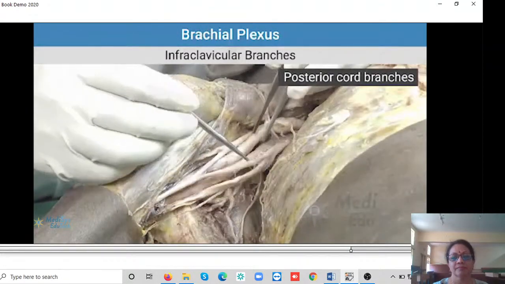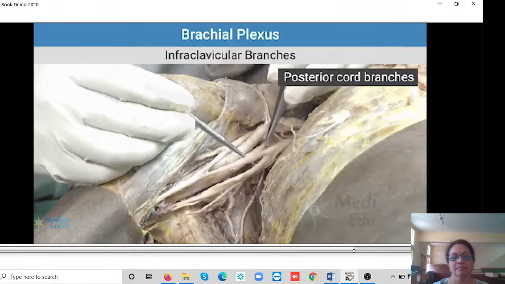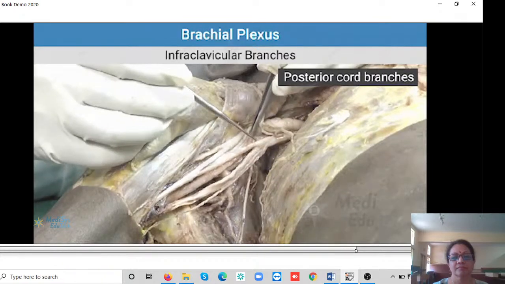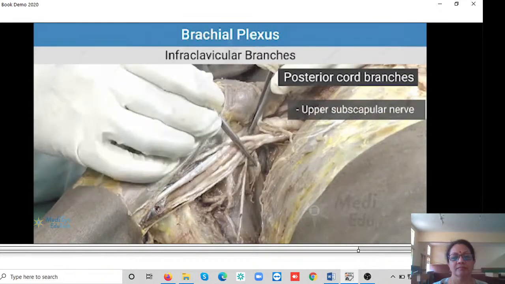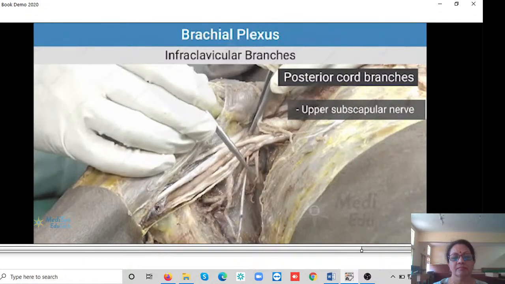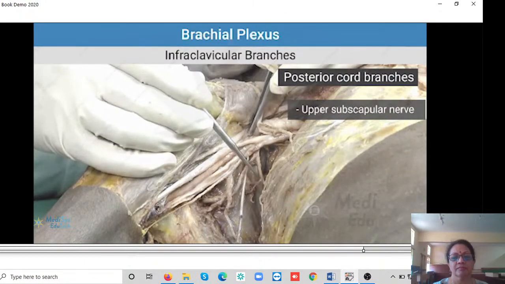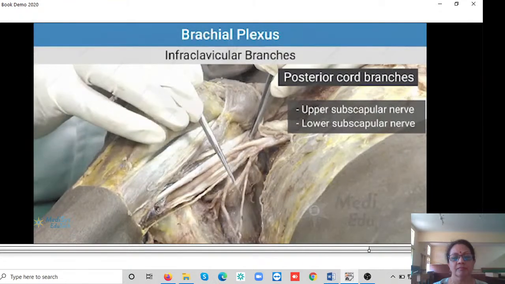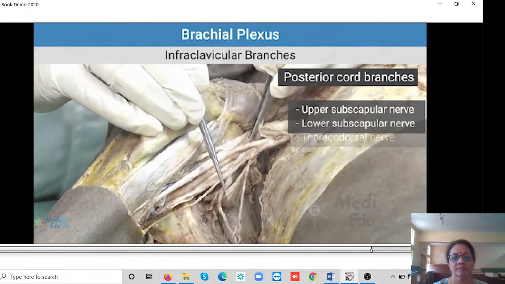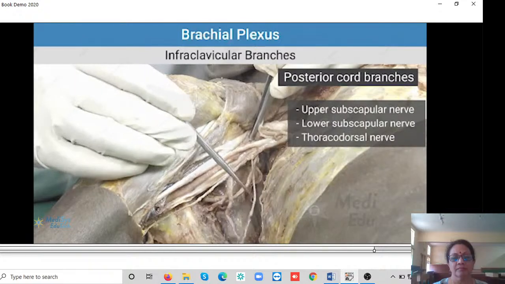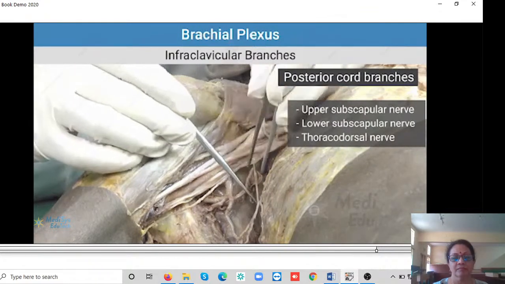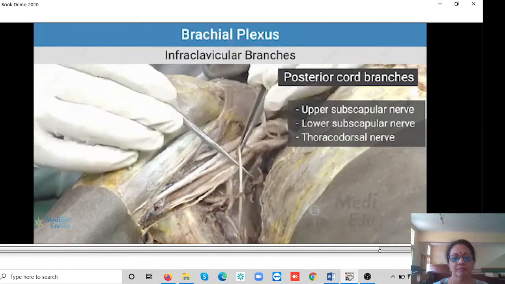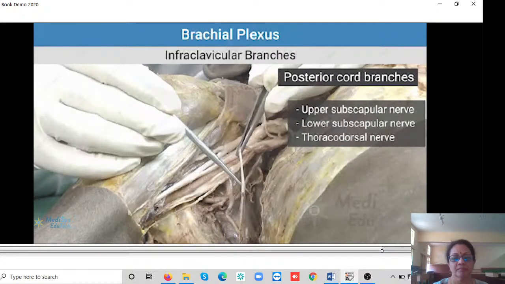Posterior cord gives 5 branches. This is the main posterior cord. This is the upper subscapular nerve which supplies upper part of subscapularis muscle. This is the lower subscapular nerve which supplies lower part of subscapularis and teres major. This is the thoracodorsal nerve. Thoracodorsal nerve arises in between upper and lower subscapular nerves, passes along with the subscapular artery and supplies latissimus dorsi.